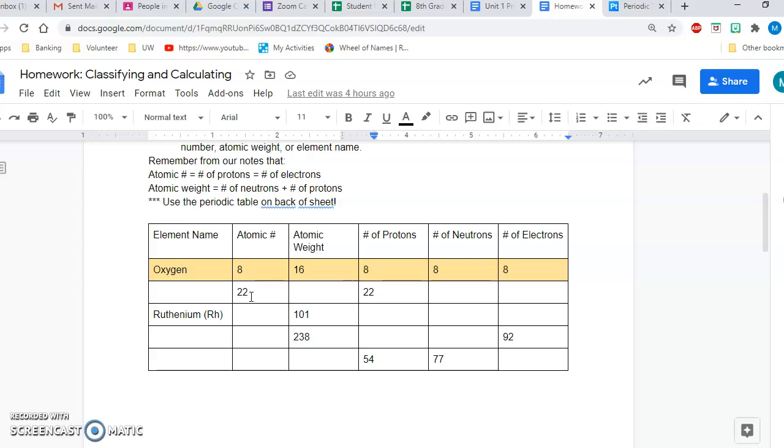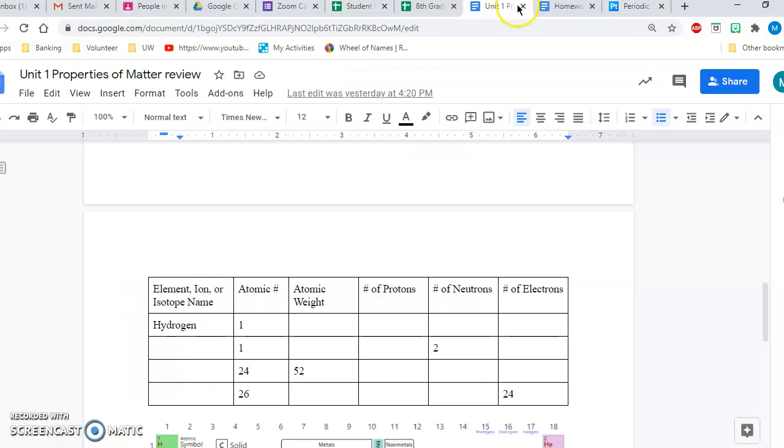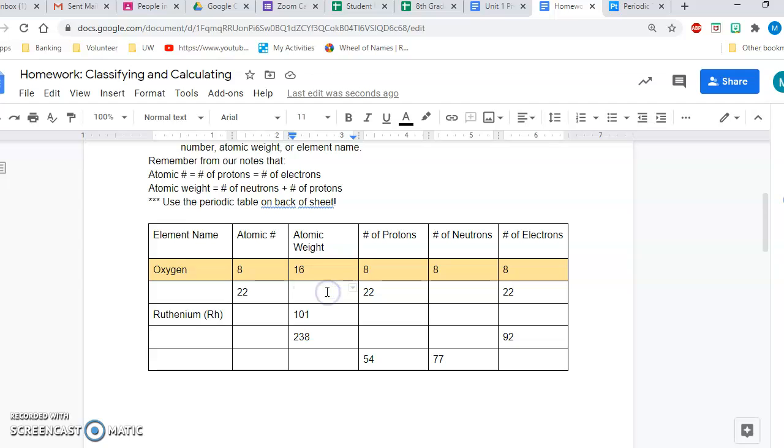So just to be clear, the information given is 22 is the atomic number. That means it has 22 protons. And that also means it has 22 electrons. And then we can go to our periodic table and look for the number 22. 22 would be titanium, and its atomic mass is 47 point, we'll round up just to call it 48 to make it easy. So atomic weight is 48.